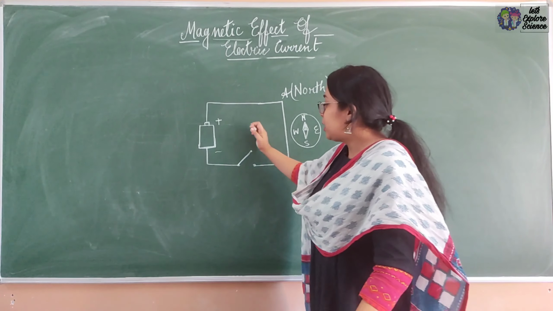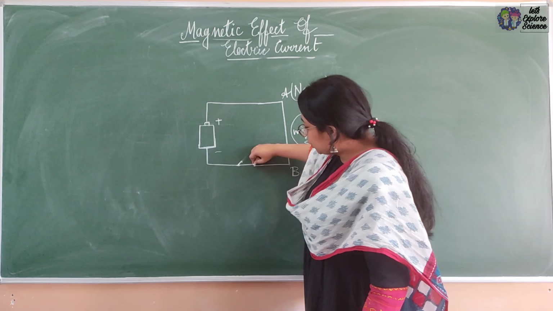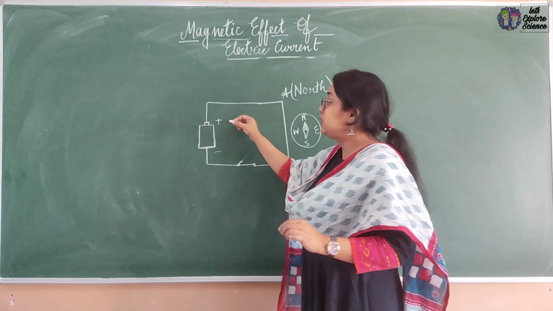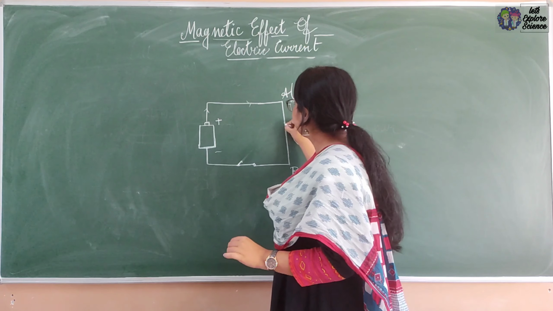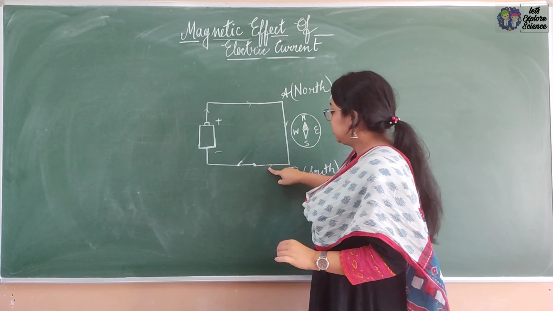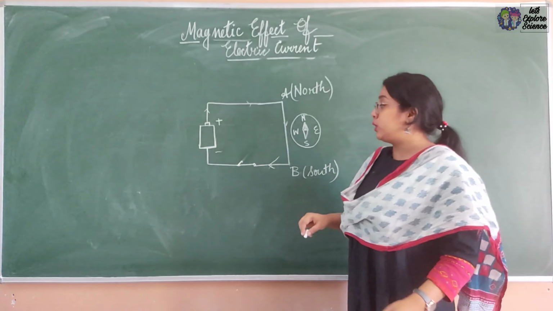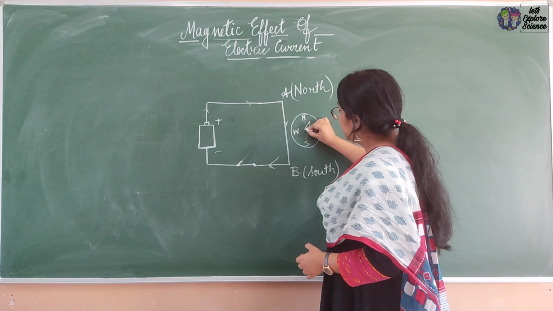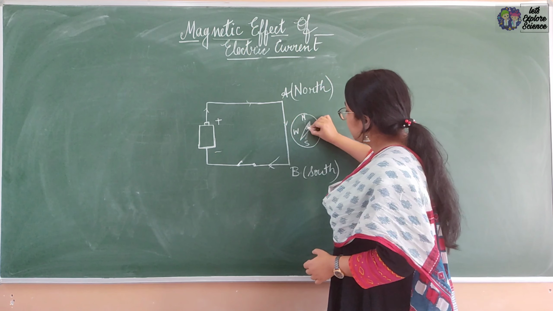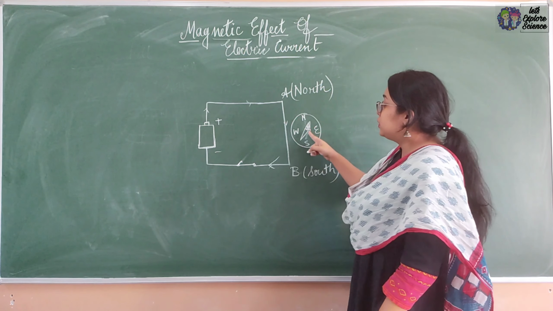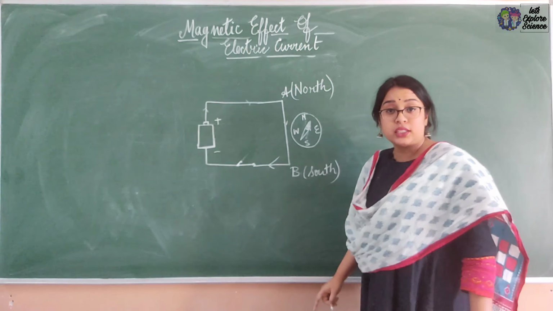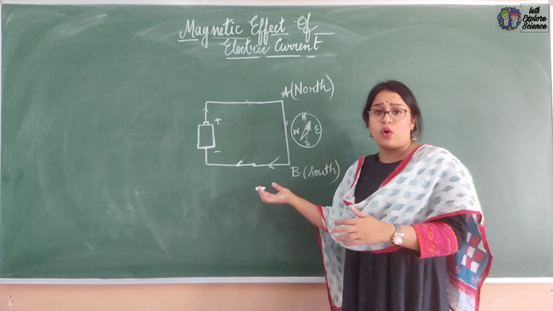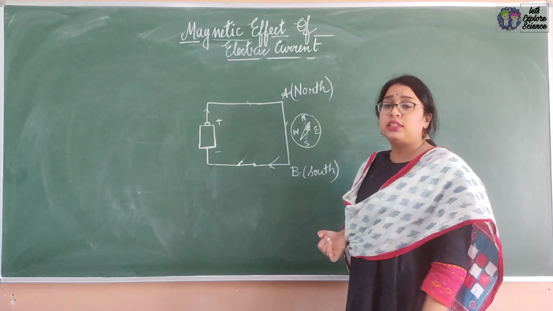Now what we will do is simply switch it on, or close the circuit. The moment we close the circuit, the electricity will start flowing, and if you see the needle of the compass, you will notice it deflects. Now this direction it is showing as north. Is it so? If I switch it on, will the north suddenly shift towards east?